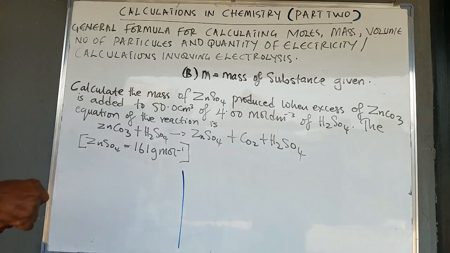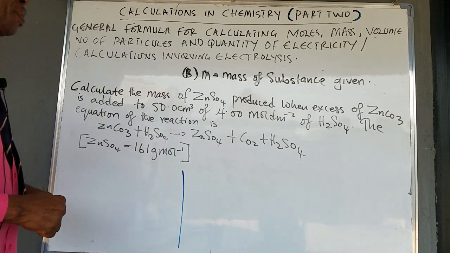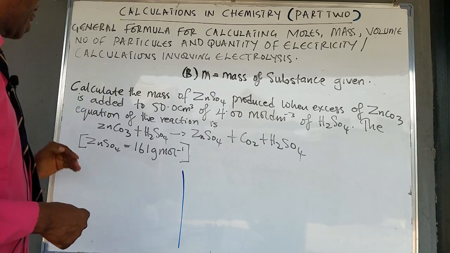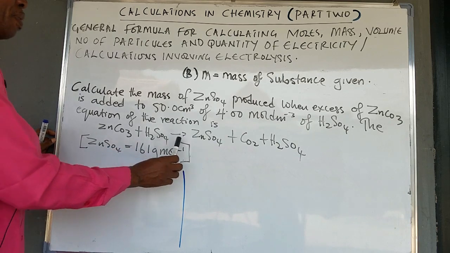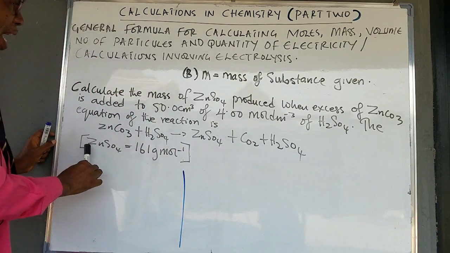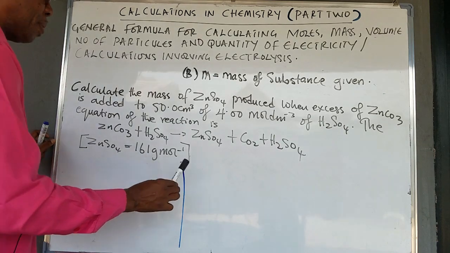Want to look at this interesting SSCE question? Calculate the mass of zinc sulfate produced when excess zinc carbonate is added to 50 cm³ of 4.00 mole per dm³ of H2SO4. The equation of the reaction is zinc carbonate plus H2SO4 gives zinc sulfate plus carbon dioxide plus water. And they gave us the molar mass of zinc sulfate, which is 161 grams per mole.